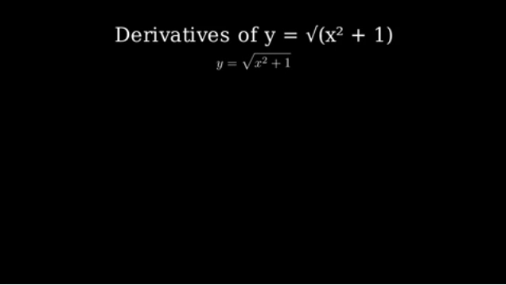Finding the first and second derivatives of the function y equals square root of x squared plus 1. We'll break this down step by step using the chain rule and quotient rule. Let's start with finding the first derivative. We'll use the chain rule for this.